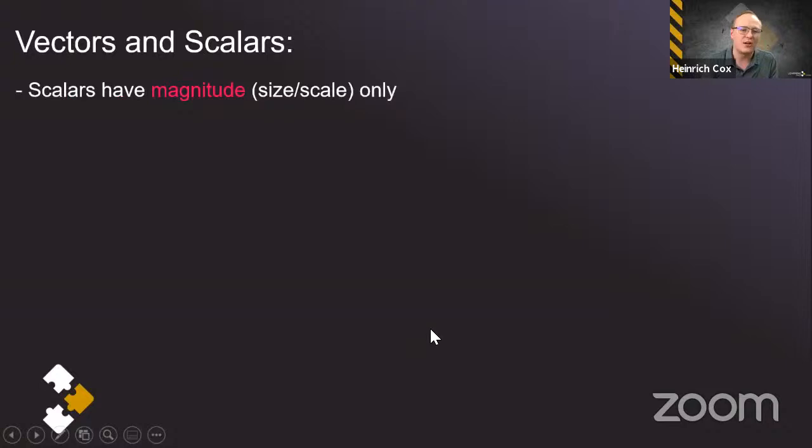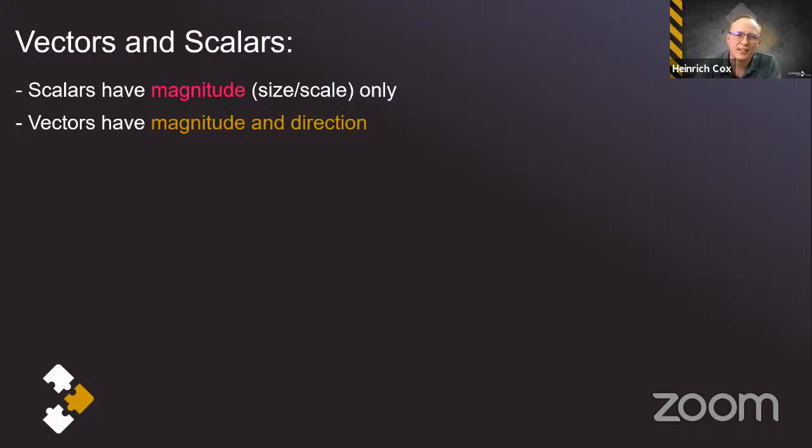Right, so a scalar is something that has magnitude only, so size or scale. You can describe it with a number, how big it is. Whereas vectors are those things that have both magnitude and direction. So because it has magnitude and direction, it's actually really easy to represent it with an arrow.